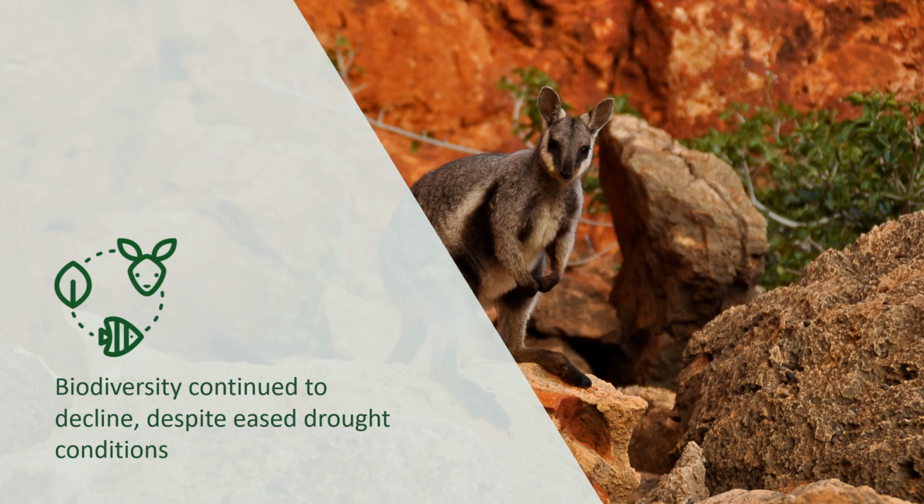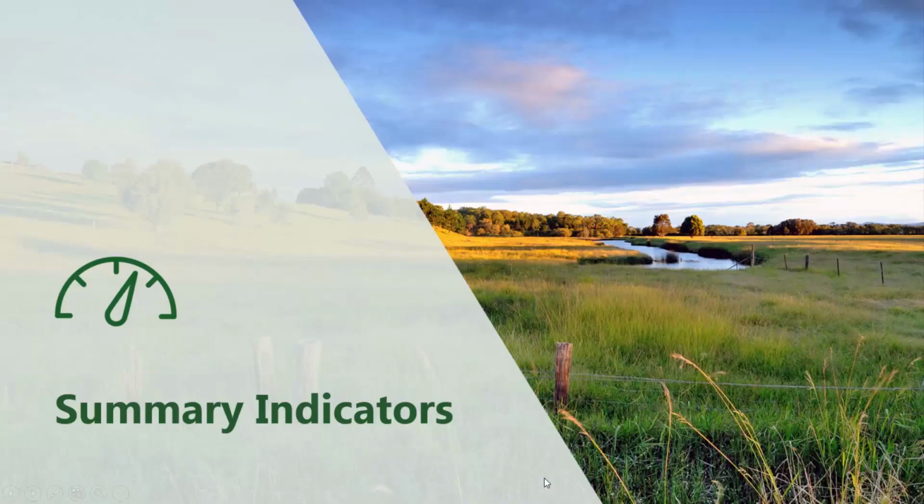In summary, Australian biodiversity continued to decline despite above average rainfall easing the drought conditions. Some fire-adapted ecosystems may recover, but others will never return to their pre-fire state. We'll now look at some key indicators of Australia's environment. We'll look at them as changes compared to the 20-year average, but noting that sometimes that can be part of a longer-term trend, and sometimes it can be mostly natural variability.